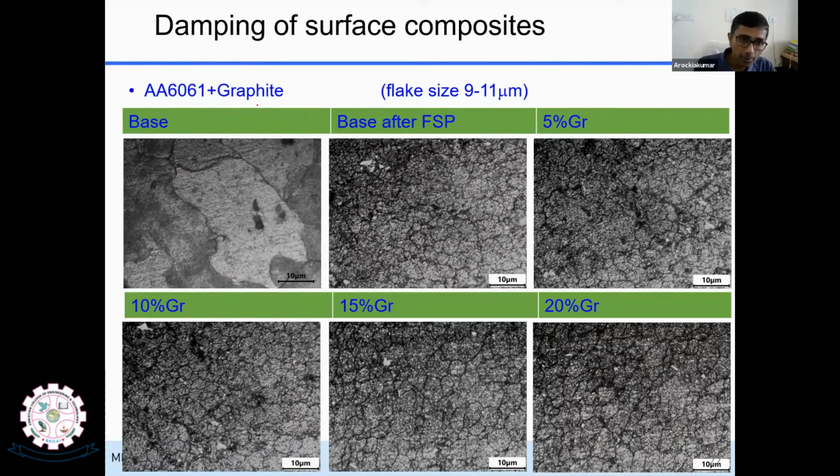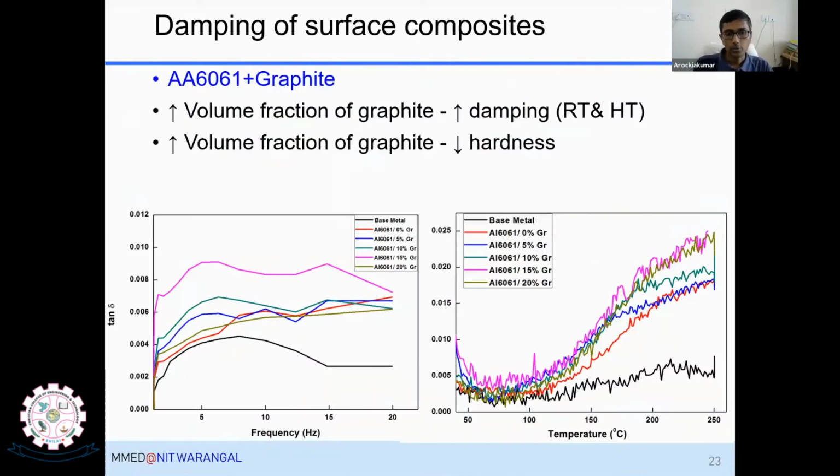Then we have incorporated graphite into the material, because as I told you already, graphite has very good damping property. So by incorporating graphite, you can improve the damping. But graphite is very soft, so naturally, if you increase the graphite, then the hardness comes down. But anyway, our focus is on improving the functional property.